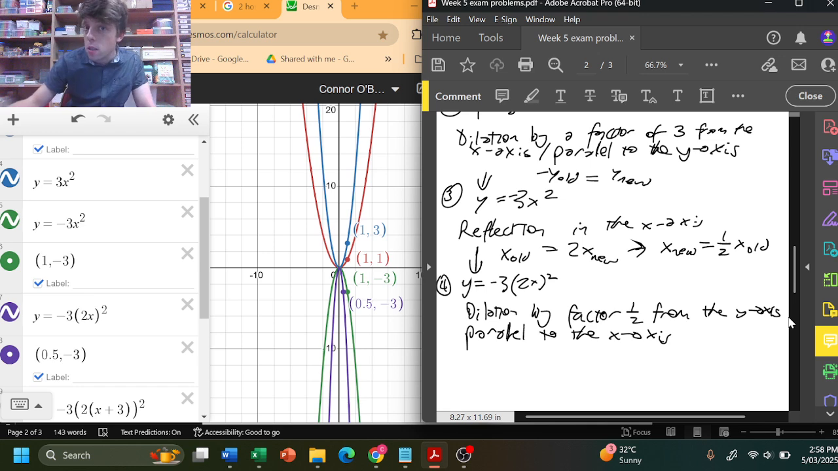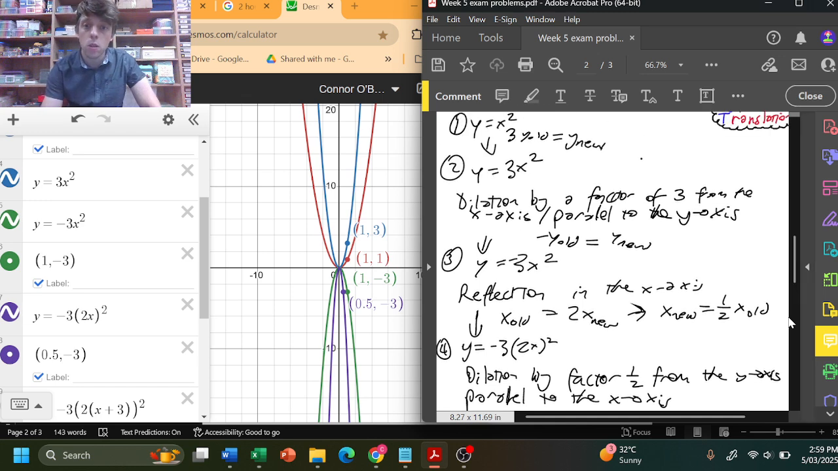Keep in mind that you need to use this language. You can either say dilation from the y-axis or parallel to the x-axis. VCAA will not accept anything else. It needs to be one of these, so choose which one you're going to use. You could also say dilation by a factor of a half from the vertical direction or parallel to the horizontal direction. That's also valid, but you can't make it abstract. You can't say dilation in the x-axis. What does in the x-axis even mean? You need to say parallel to or from. Very important.